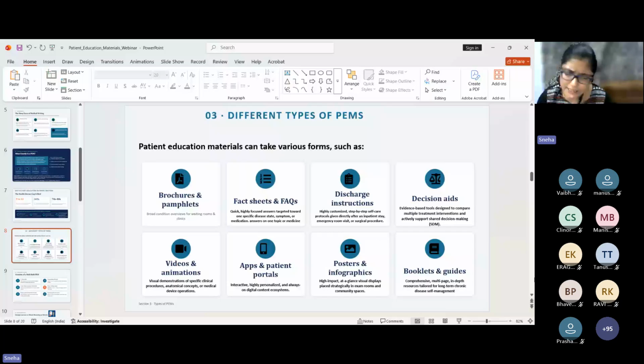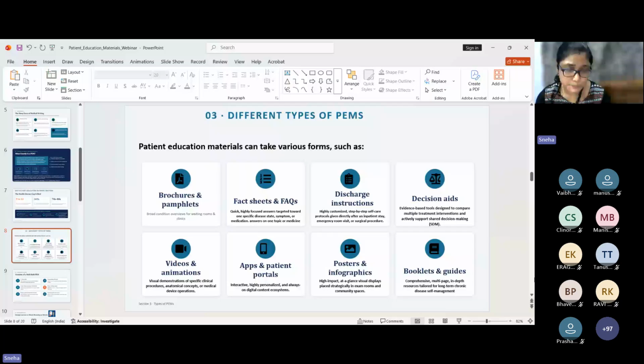Each type has got its own specifications. Each type has got its own importance, and these patient education materials help patients at one point or the other to actually relate with the healthcare, to bridge the gap between healthcare literacy and to know more about the healthcare or about a particular condition or a disease that they're suffering from, and they bridge the gap.